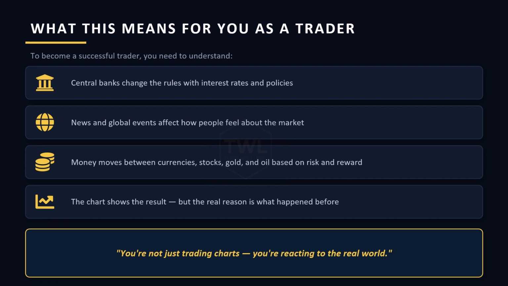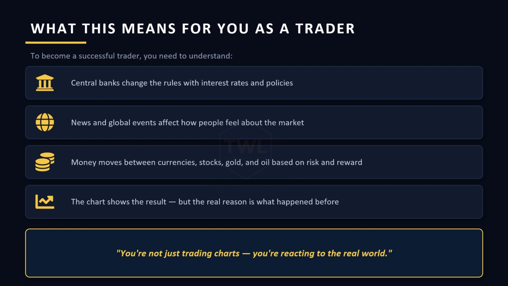So let's bring this all the way back to you, sitting in front of your charts. What does any of this actually mean for your trading? Central banks change the rules constantly through interest rates and policy decisions. News and global events shape how people feel about the market, which drives buying and selling. Money is always moving between currencies, stocks, gold, and oil based on where risk and reward look best. And the chart you're staring at right now shows you the result. But the real reason behind that candle happened somewhere else, often hours or days before.